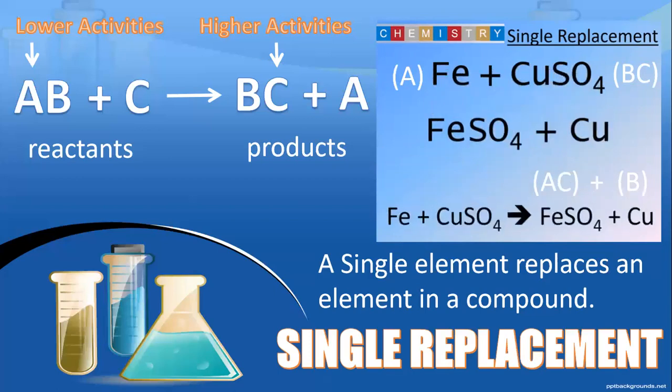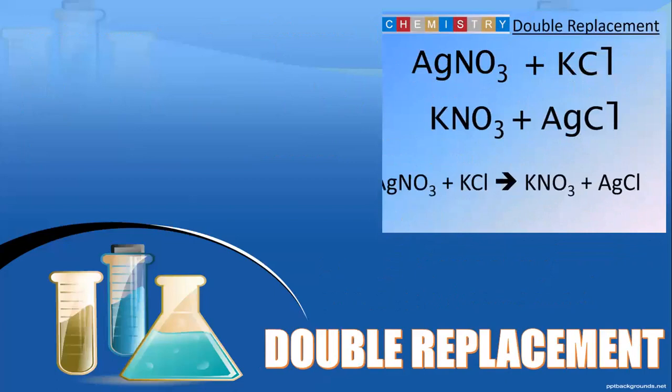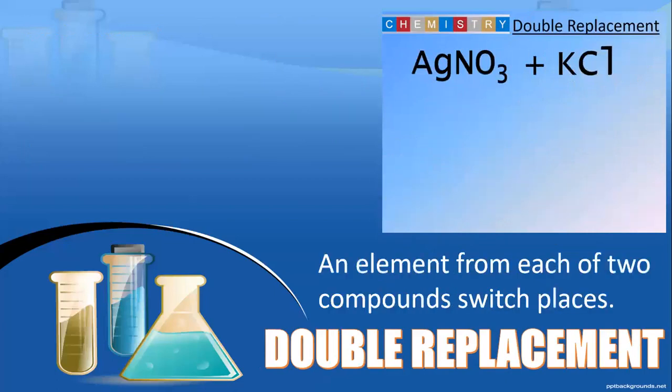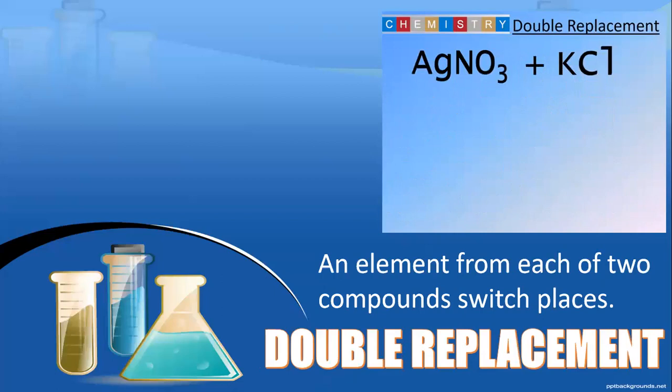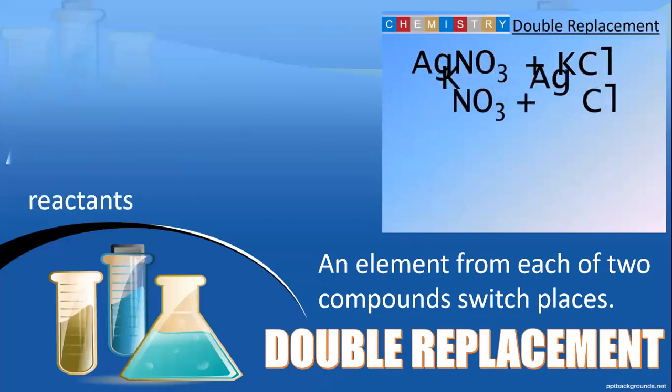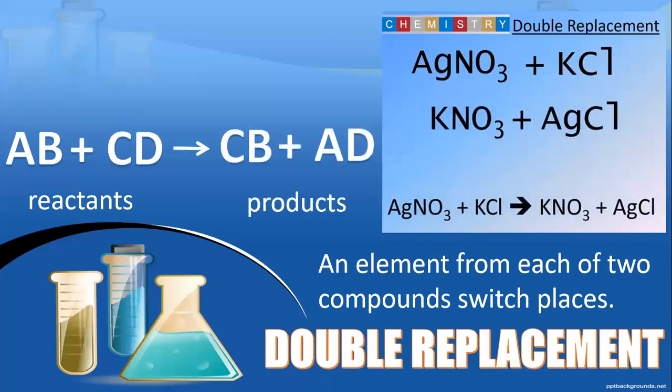The second type of chemical reaction is the double replacement, or what we call metathesis. In this reaction, the parts of two aqueous ionic compounds switch places to form new compounds. For example, we have reactants AB plus CD, which yield CB plus AD.